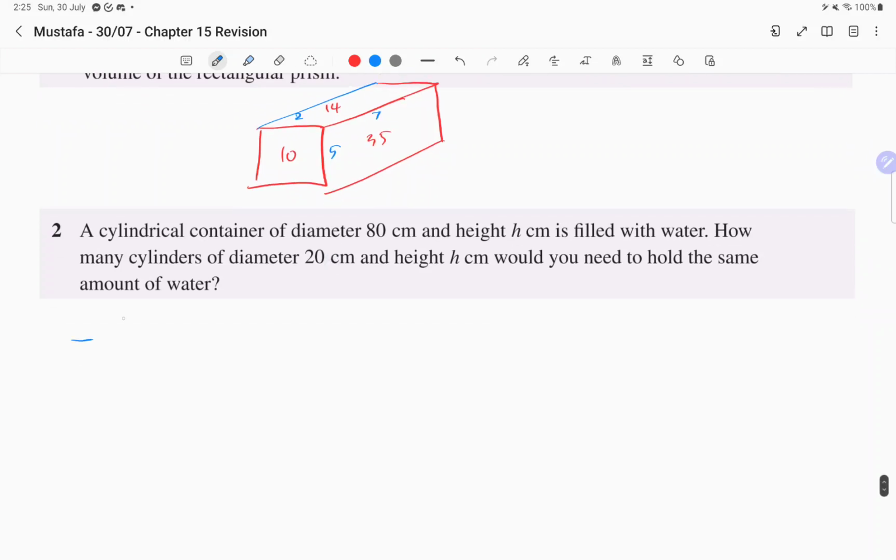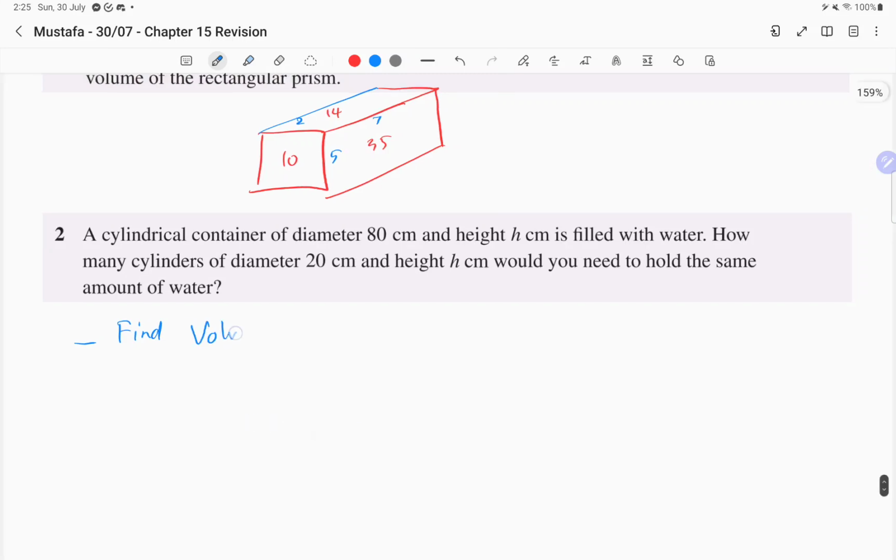Find the circumference of the cylinder. No, find the volume, because how much water is the volume. Okay, find the volume of both cylinders. There are two. The first one is diameter 80 and height h. This is how many cylinders of diameter 20 and height h? Wait, that's not 2 cylinders though.